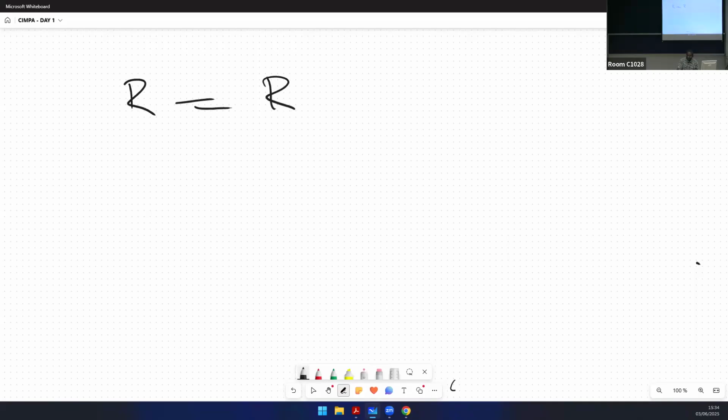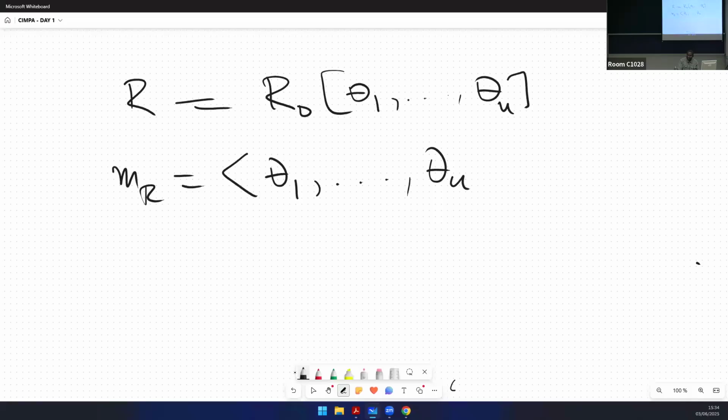R is the finite local ring. R0 is the Galois ring, the coefficient ring of R. R can be written as the set of polynomials over R0 in the indeterminates theta 1, ..., theta u, where theta 1, ..., theta u is the minimal generating set of its maximal ideal.